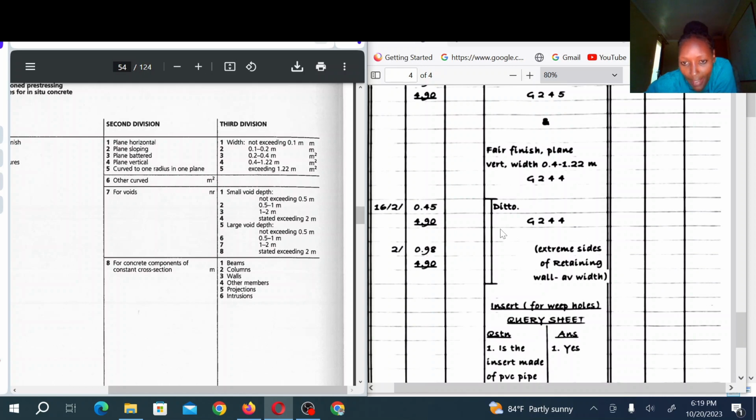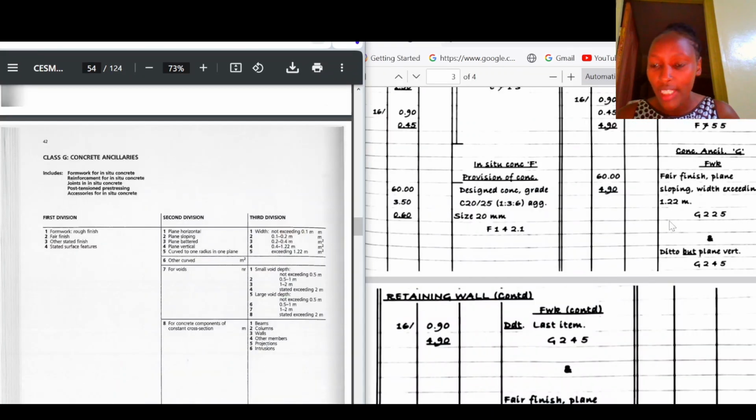but to piers. You see, this is formwork for the piers, and we are told it is for the extreme sides of retaining wall average width. Okay, now we shall come to taking off the formwork for the retaining wall, the wind sides. The width of the retaining walls was 0.45. The height is 4.9. We have two sides. We will now conclude that part with concrete and auxiliaries.